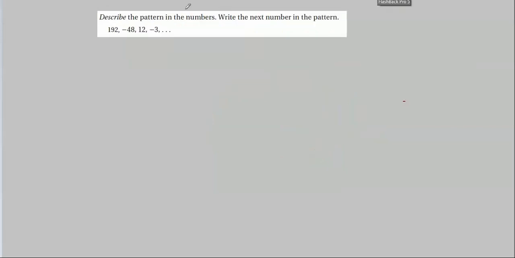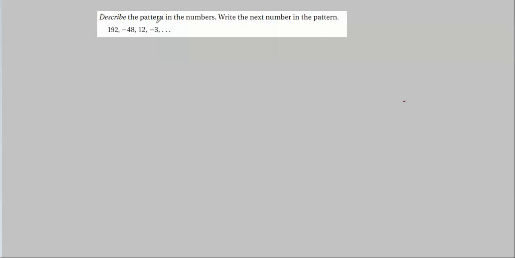Well, describe the pattern in the numbers. Might be easier to start down here. It's not immediately obvious to me, let's forget the negative signs temporarily, that 48 times 4 is 192. On the other hand, 4 times 3 is definitely 12. Spot that pretty quick. 4 times 12 is 48.